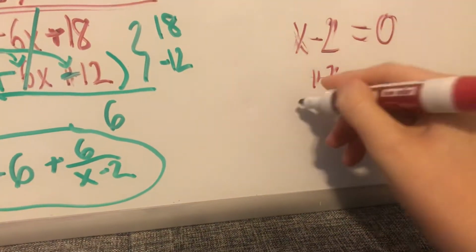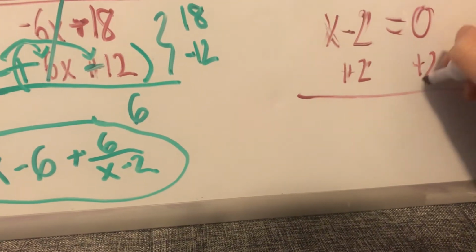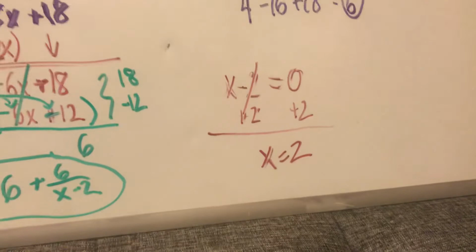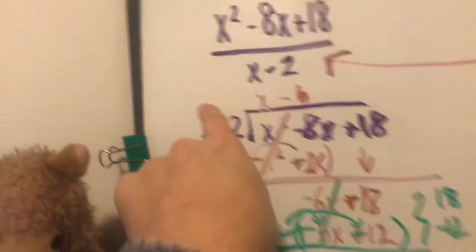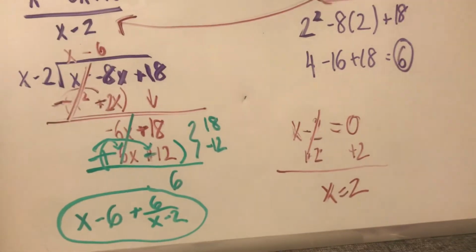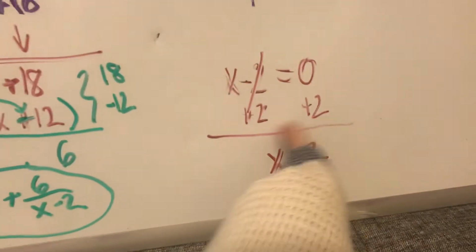So in this case, I would add 2 to both sides. This is a terrible marker. And I would have x equals 2. That's where that 2 came from. And I know if I substitute 2 in here, it's going to give me 0, which is an error. So that's how we got this 2.